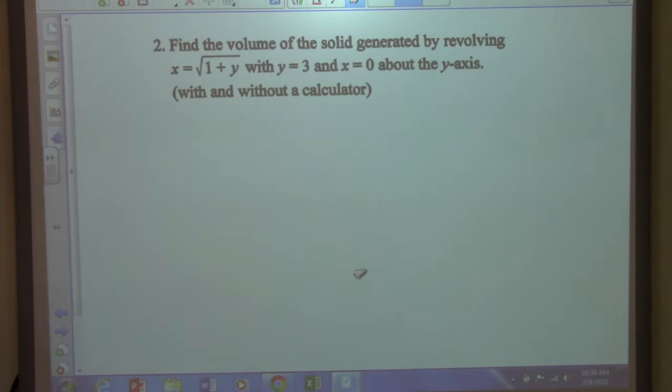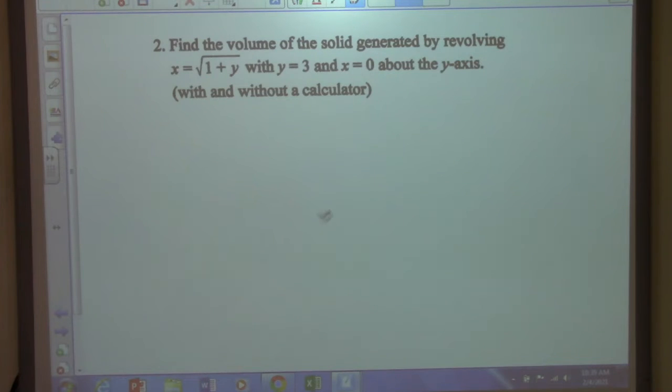Now, here we have another example. Find the volume of the solid generated by revolving x equals 1 plus y with y equals 3 and x equals 0 about the y-axis. So then there's a tweak, with or without a calculator.